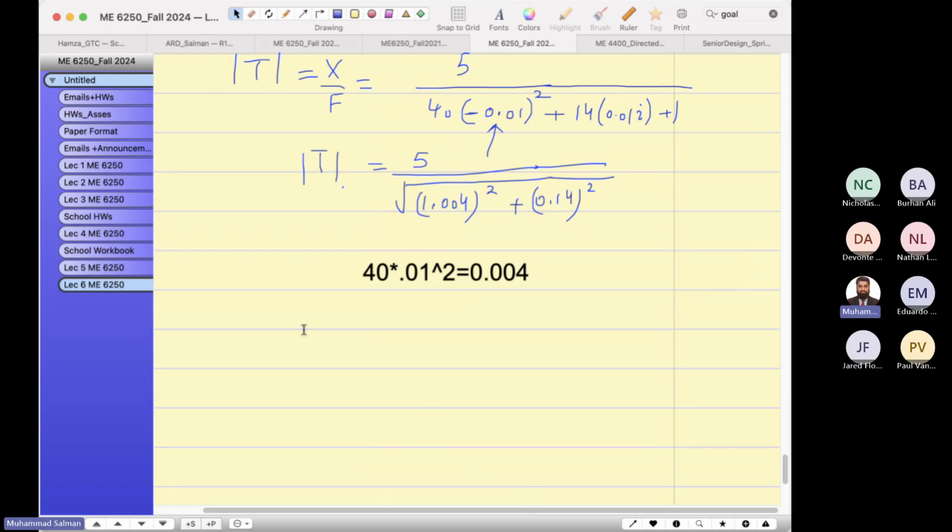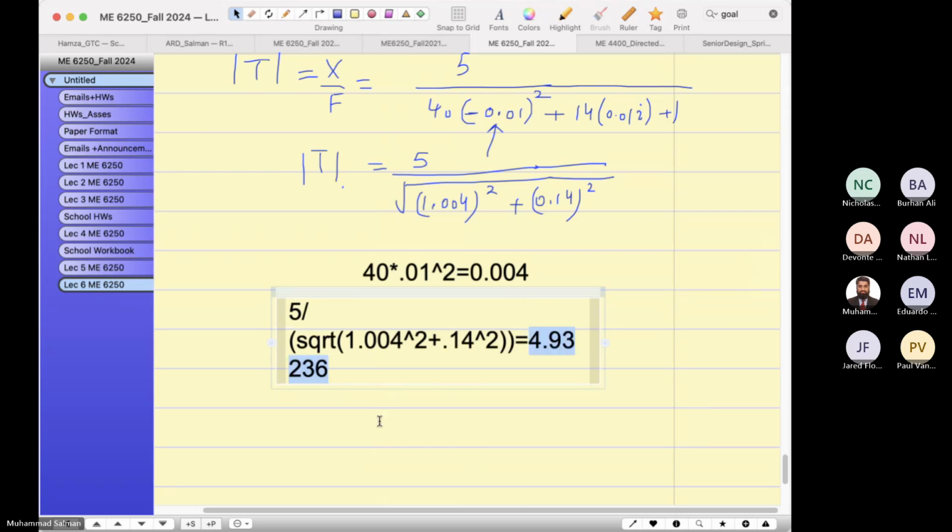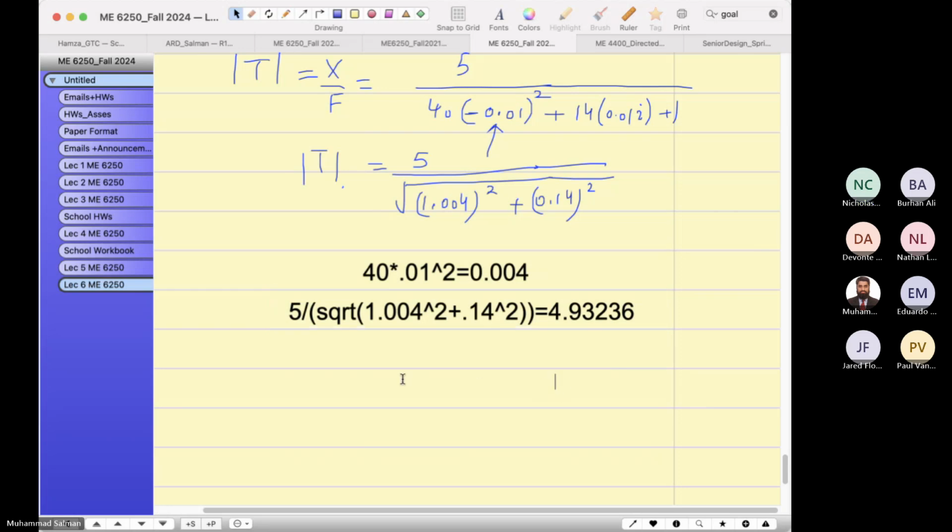So let's do this together. 5 divided by square root of 1, so 1.4 square plus. Can you verify? Do you get the same answer? Yes.